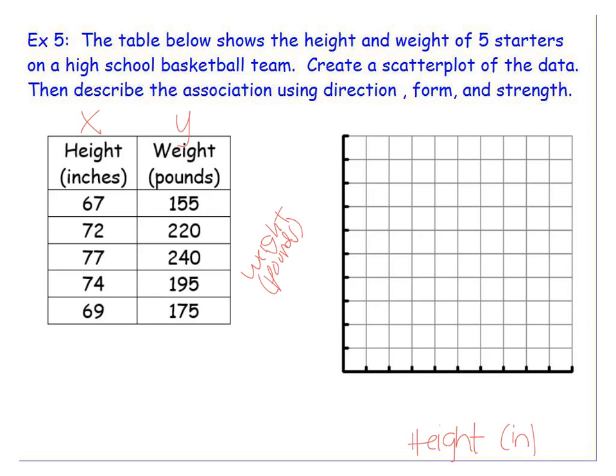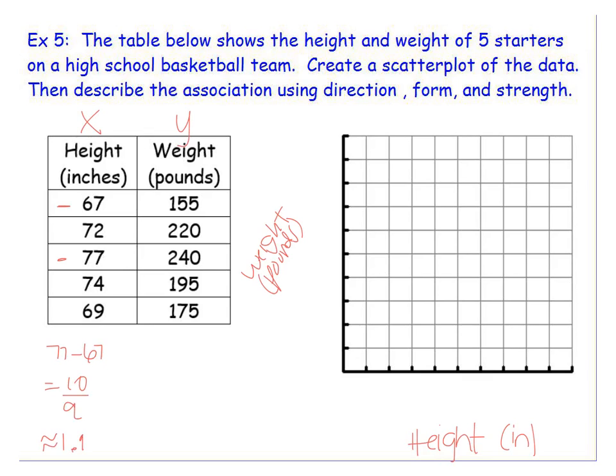So we need to find the range. If you look at your X data, 67 is my low, 77 is my high. So 77 minus 67 is 10. And then I've got to divide that by 1 less than my number of boxes. So if I count my boxes, I'm counting 1, 2, 3, 4, 5, 6, 7, 8, 9, I count 10 boxes. So we're going to divide by 1 less, so we're going to divide by 9. That gives me approximately 1.9.